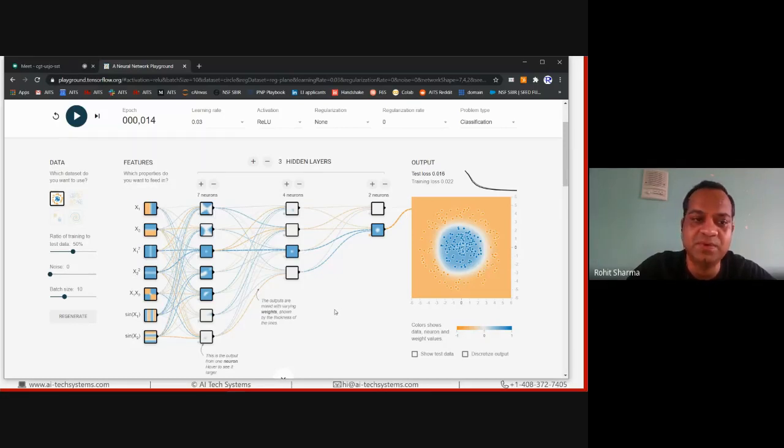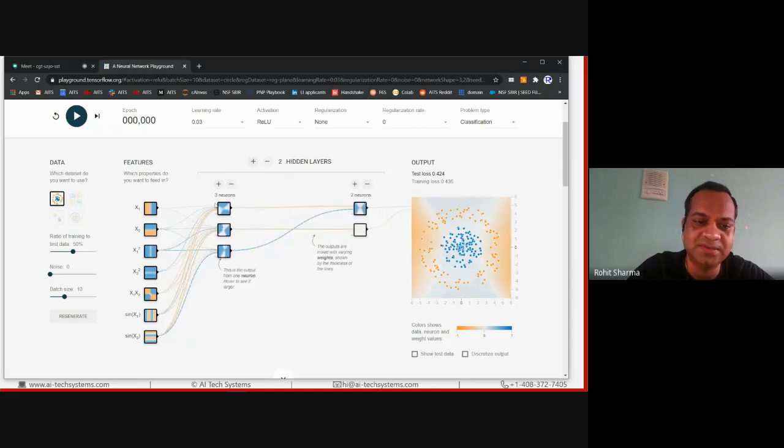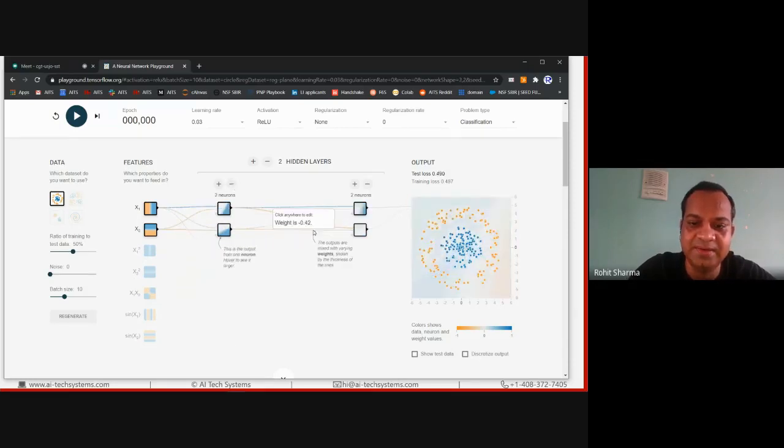So what I'm going to do is keep everything the same. I'm going to reduce the number of neurons, and actually I'm going to reduce the layers, so it becomes more complex, more difficult for it to find.